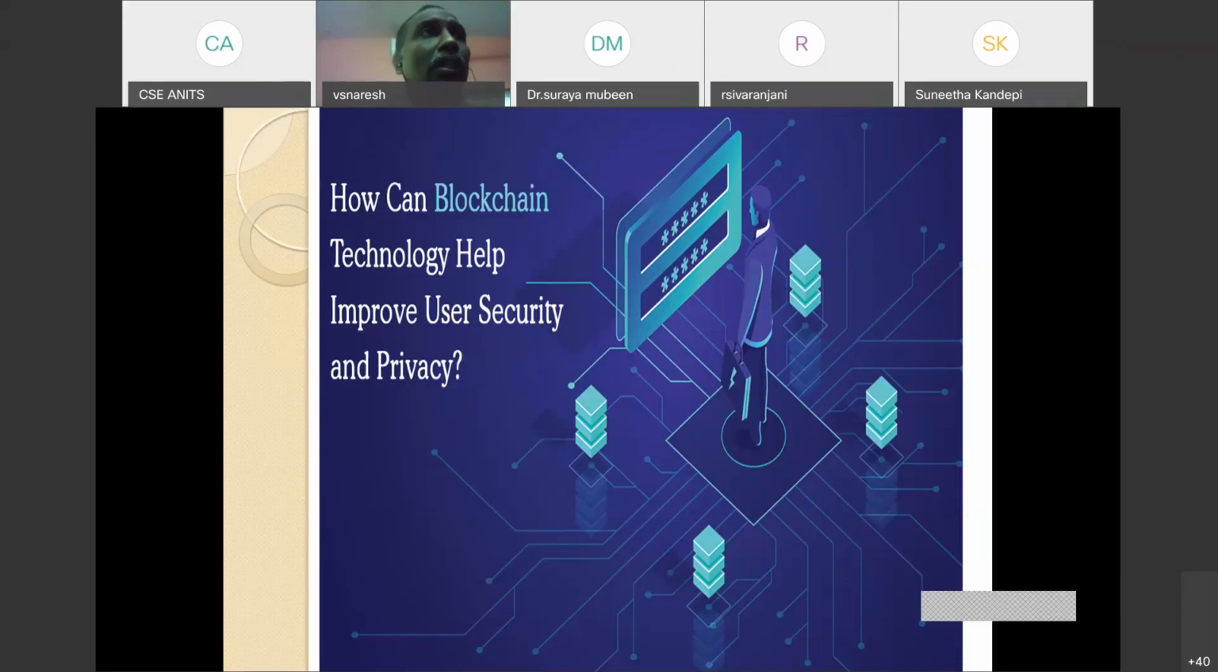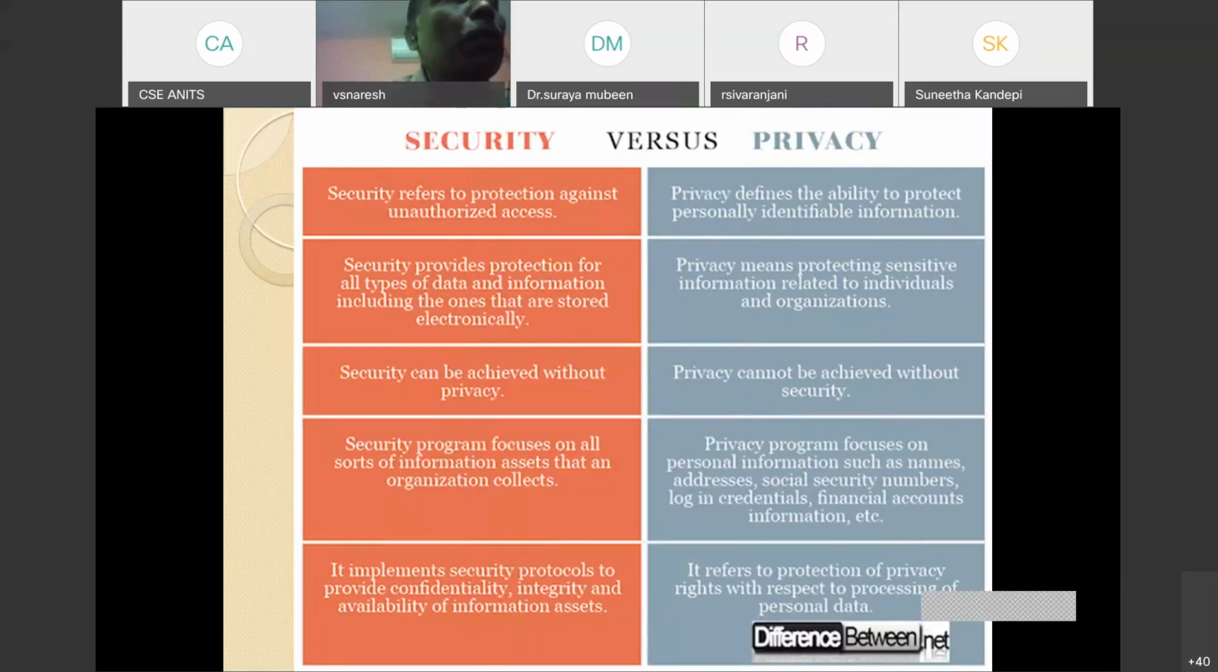Two modules. The first module relates to security and the second module relates to privacy. Okay. So in this session, first I want to explain what is security and what is privacy. What are the differences between security and privacy?